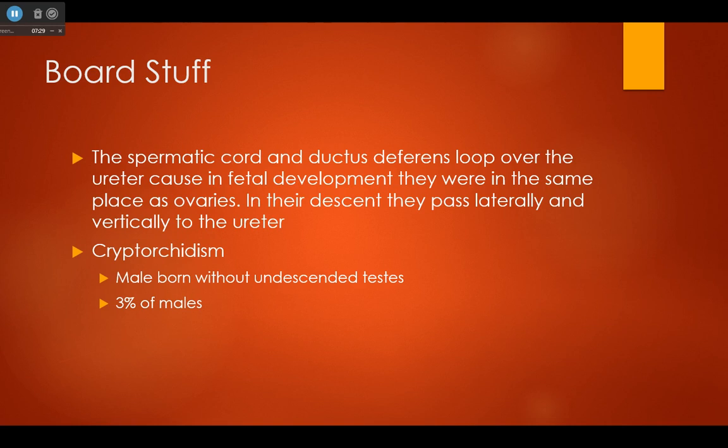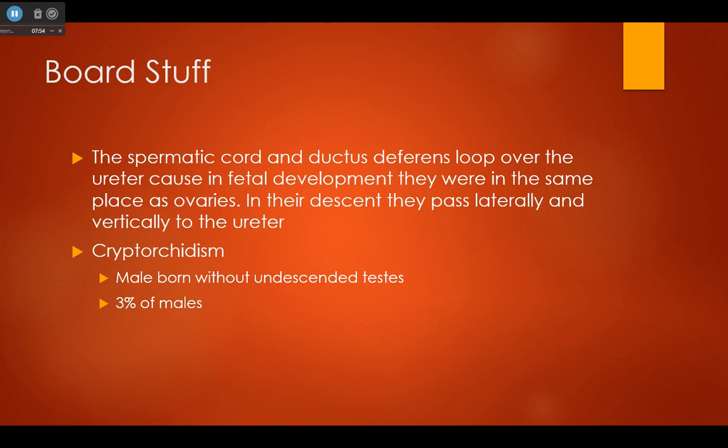All vertebrate embryos start off as female. But what happens is at a certain point in time, you're going to have testosterone that's going to cause the testes to drop out of the body coming from mom. And as the testes drop down or descend, they're going to pass laterally and vertically to the ureter. So it causes them to loop over the ureter. So that's why they look like they're twisted. It's because of the way they dropped out of the body.